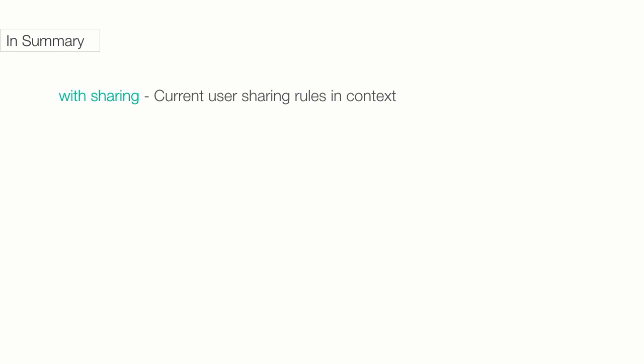The with sharing keyword allows you to specify that the sharing rules for the current user be taken into account for a class. You want to use the without sharing keyword when declaring a class to ensure that sharing rules for the current user are not enforced. In the next lecture, we'll talk about Salesforce Object Query Language, SOQL in short.